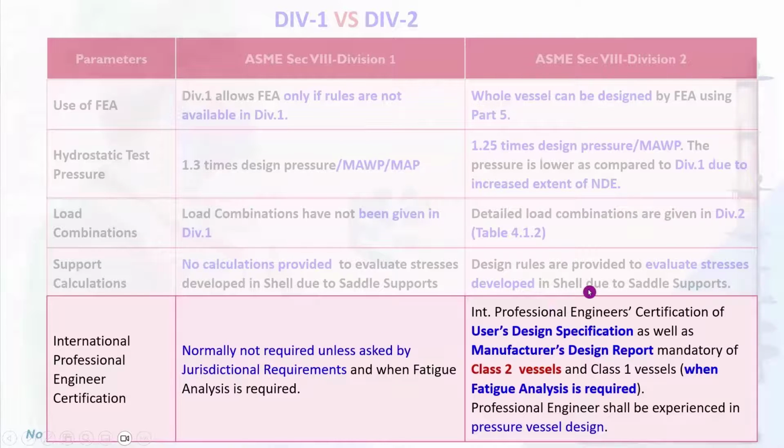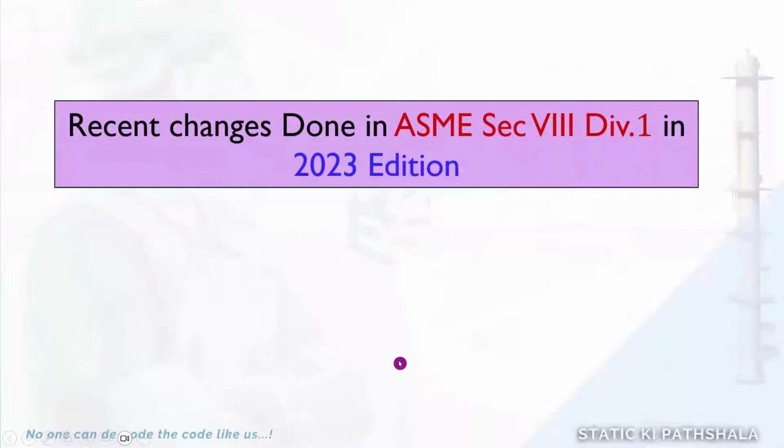You cannot use the same professional engineer for the UDS and for the manufacturer's design report, right? Because that will be a conflict of interest. The UDS is the document which will be submitted to you by the customer. So the customer has to engage some PE, and that PE has to certify the requirements. And after that, the manufacturer is going to perform the calculations, and those calculations will be approved by another PE. So if there is a fatigue analysis, two different PEs are required. That is also a very important thing.